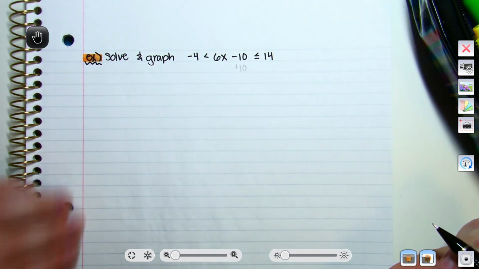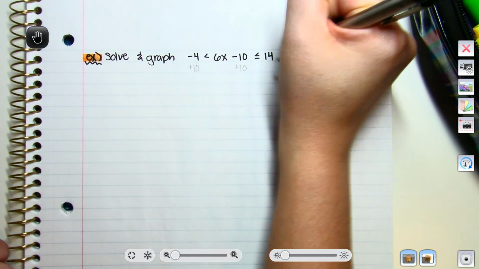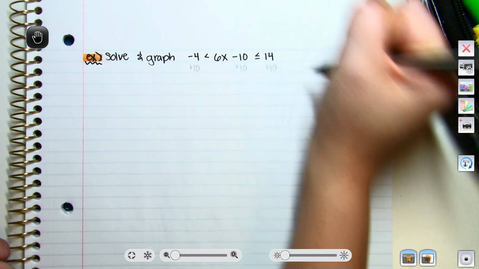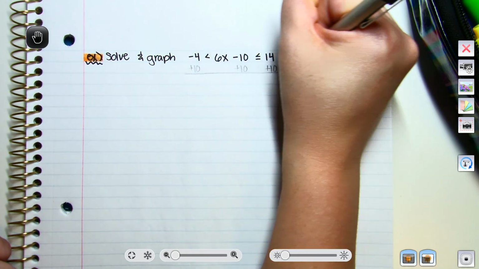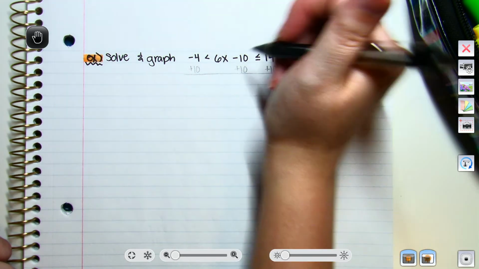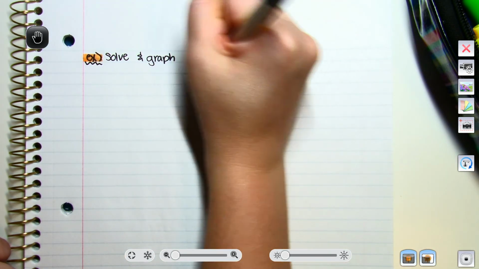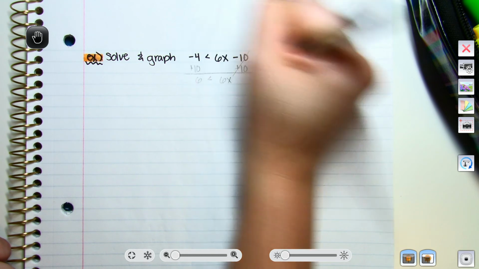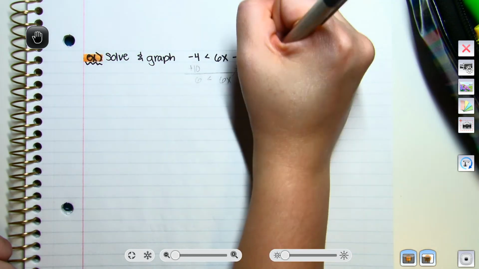And the thing you need to do here is make sure you keep it balanced. So if I add 10 in the middle, I need to also add 10 to the left side and add 10 to the right side. You need to keep this balanced. Imagine you have 3 scales. You need to do the same thing to each of them. The 10s in the middle cancel out. -4 plus 10 is 6. 6x is left in the middle. 14 plus 10 is 24.